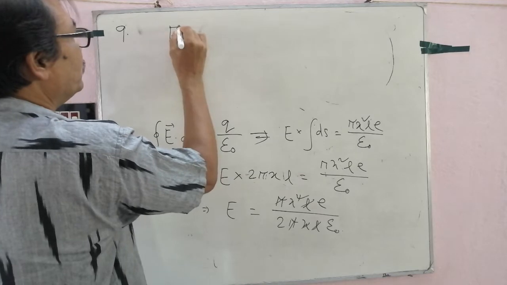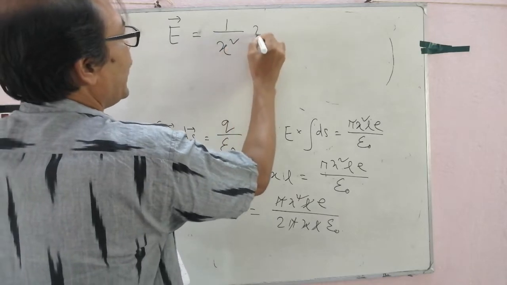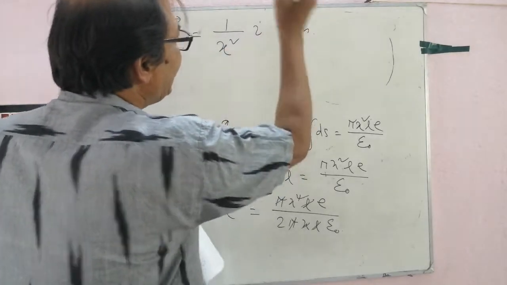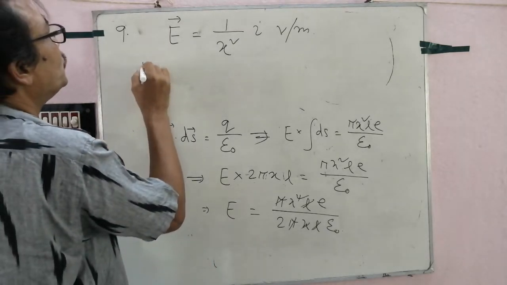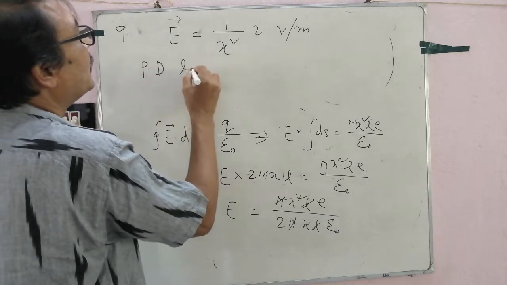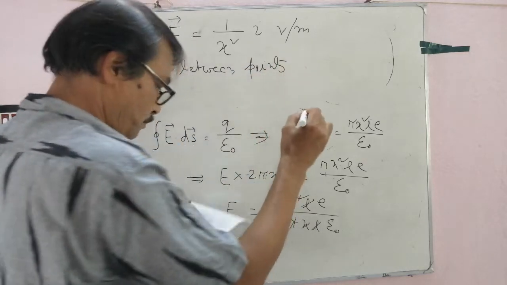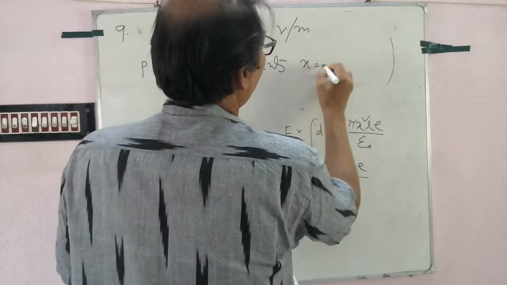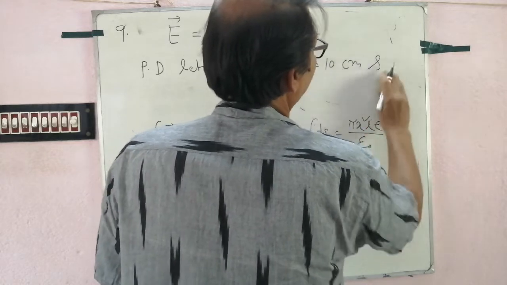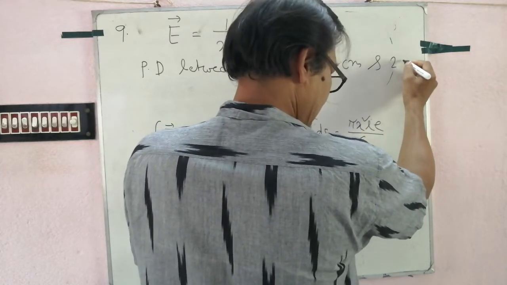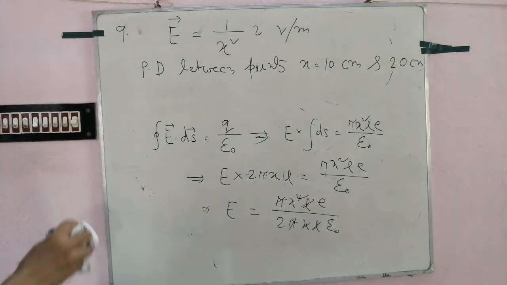Electric field is given by 1 by x square i volt per meter, that is in SI system. Find out potential difference between points x equal to 10 cm and 20 cm. Follow. At first note the question.